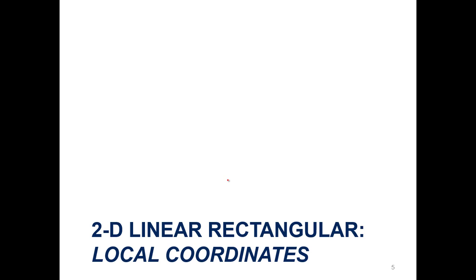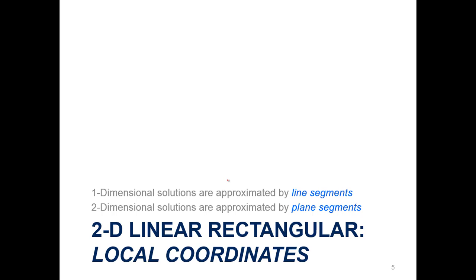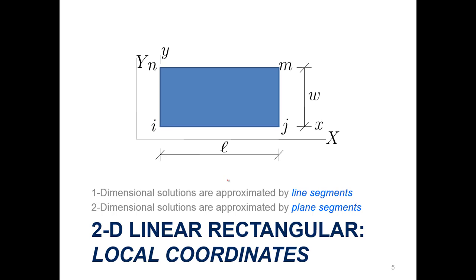All right, so second, 2D linear rectangular. We're going to do these types of elements in local coordinates first. One-dimensional solutions are approximated by line segments. So that's what we've already done. Two-dimensional solutions are approximated by plane segments. All right, so here's our plane segments.